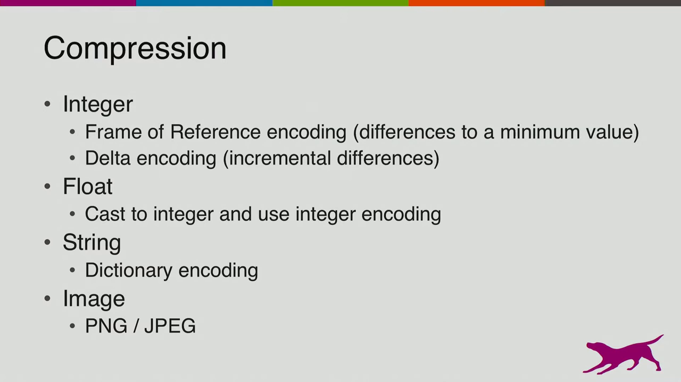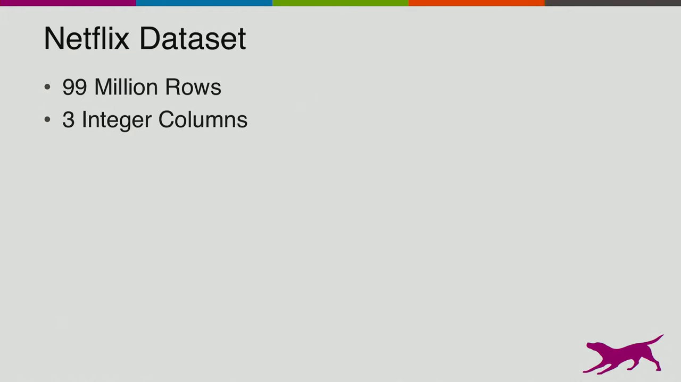For floating point values, we cast it to integer and just reuse the integer encoding. For string values, if the number of unique values in that column is small, we use dictionary encoding. Essentially, you just assign each unique value a number, and then it becomes integer. Of course, for image column, we can use JPEG or PNG encoding, which is much more efficient than storing the image as a 2D dense array. So this compression will bring down the data size dramatically.